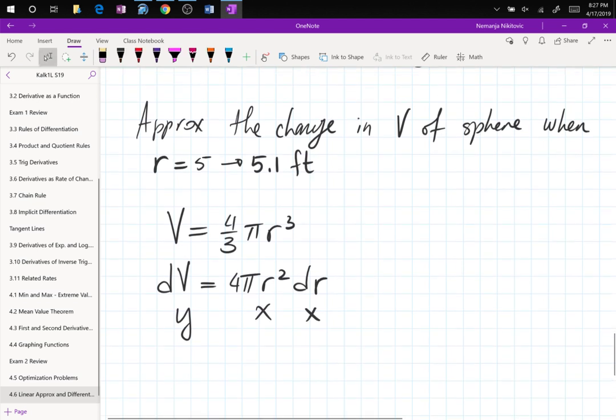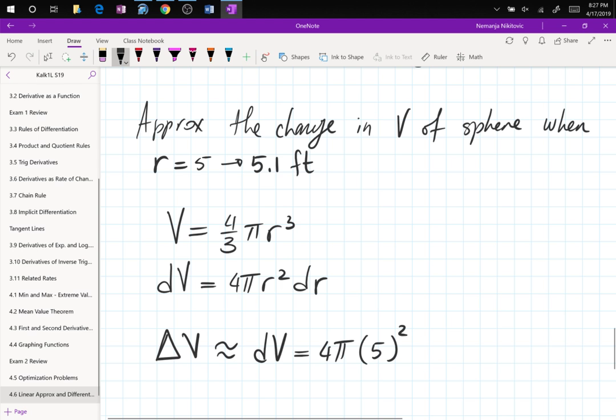So that's dV. The actual change in volume, the exact one, which is V2 minus V1, is approximated by dV. Now, what is this equal to? This is equal to 4 pi, r is 5 squared, and dr is 0.1. That's the change, because your dr is the same as delta r, which is 5.1 minus 5. That's 0.1.